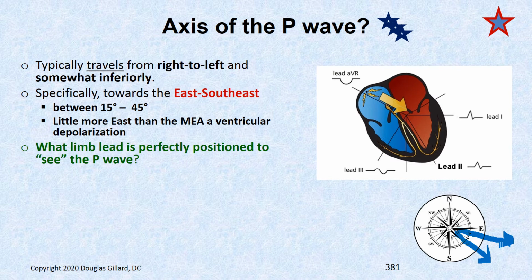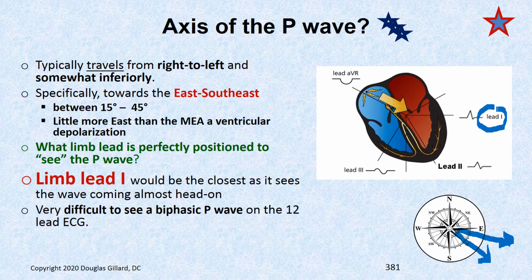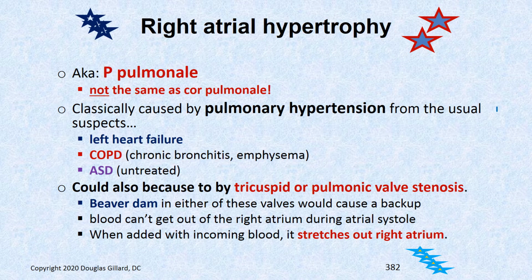What limb lead is perfectly positioned to see this wave? Well, we kind of gave you the answer, didn't we? That's limb lead 1. Okay. In the cardiophysiology lab with really fancy equipment, you can see biphasic P waves, just like we talked a lot about looking for the biphasic QRS complex. It's really harder to see in the P wave, so you need fancier equipment. So we're not going to worry about that.